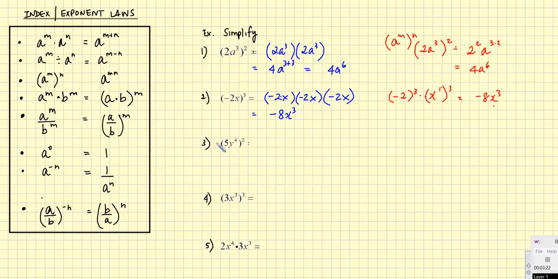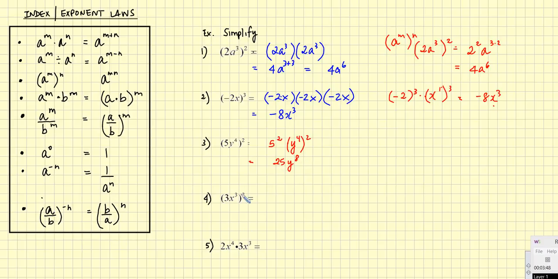Alright, so we're going to look at a couple of other examples that are quite similar, and we're just going to use the short form here. We're going to do (5 squared), so it's a power to a power, so 5 squared will give me 25, times (y to the 4th) squared, and that gives me an answer of 25y to the 8th.